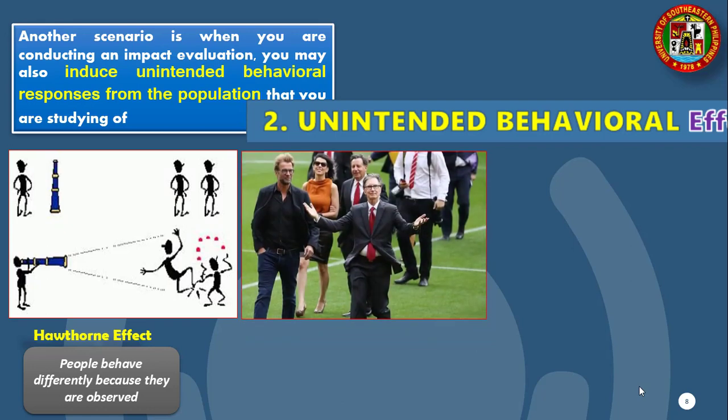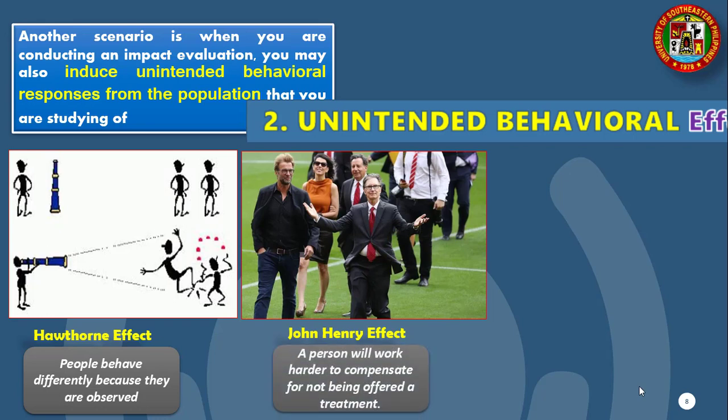And the second one is the John Henry effect. The John Henry effect happens when comparison units work harder to compensate for not being offered a treatment. This is the known John Henry, the legendary steel-driving man, who set himself to prove he could drive railroad spikes faster and better than the newly invented steam-powered machine driver.